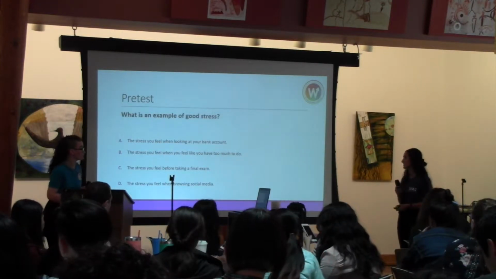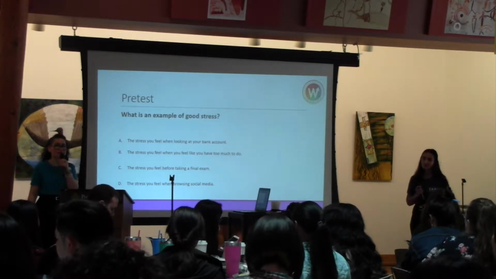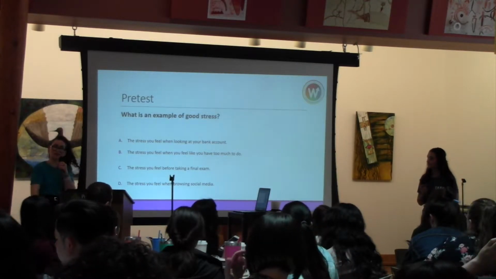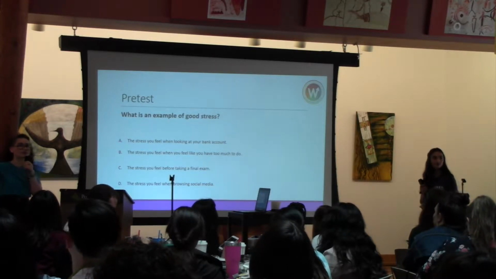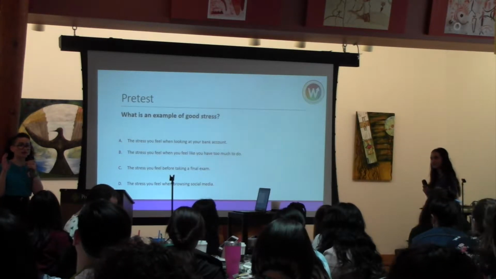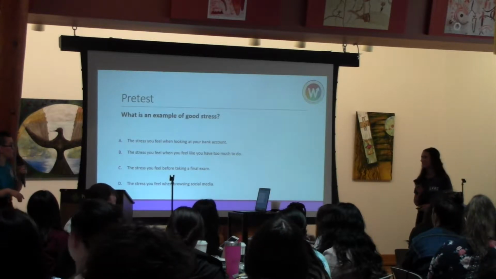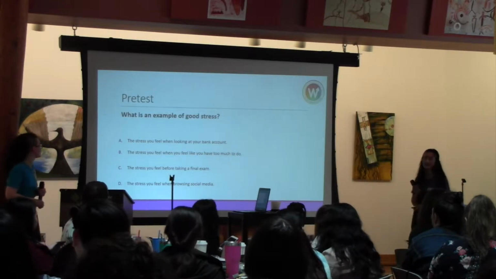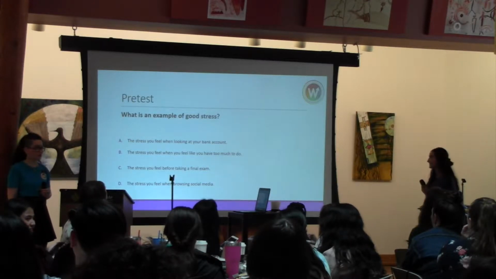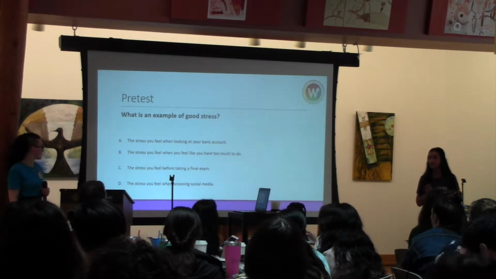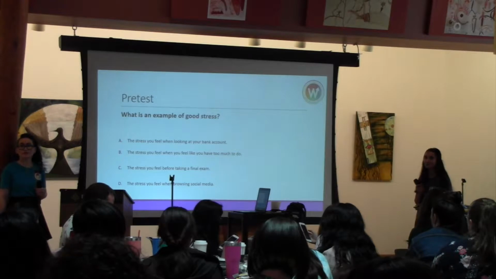The first question is, what is an example of good stress? This is where the polling happens. On your phones or your clickers, select the best answer. On the clickers, you can select on any row, using a keyboard or the row on top. Be sure that the clickers show your answer and a check mark below it. Do you want me to read them out loud? Okay. A is the stress you feel when looking at your bank account. B is the stress you feel when you have too much to do. C is the stress you feel before taking a final exam. And D is the stress you feel when browsing social media. So the question is, what is an example of good stress?